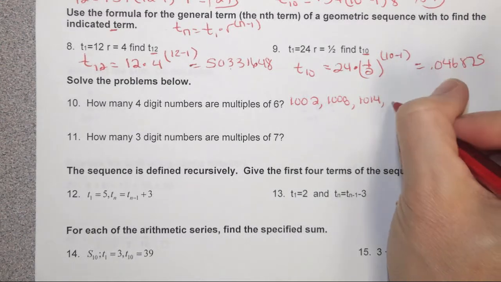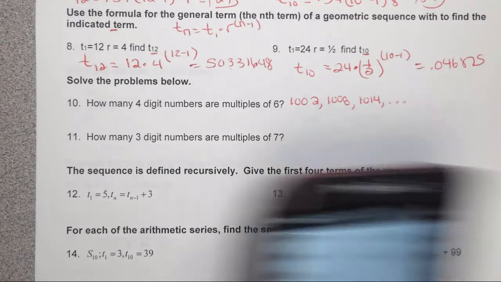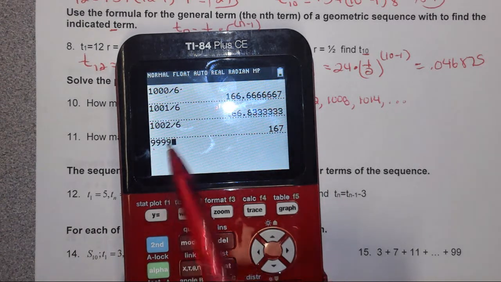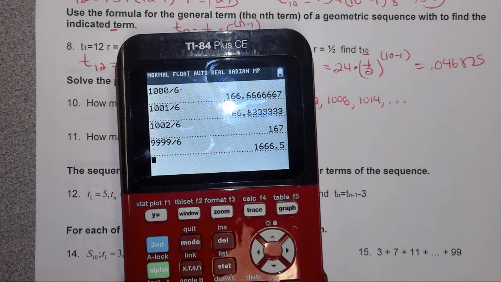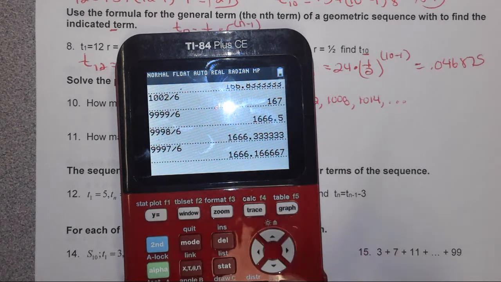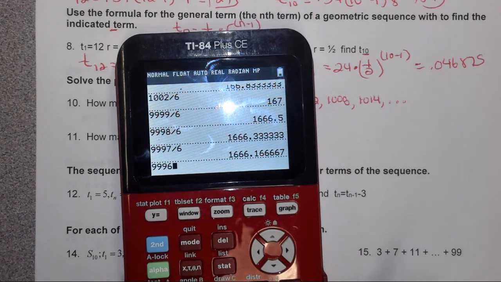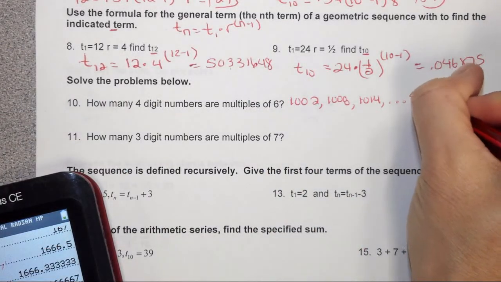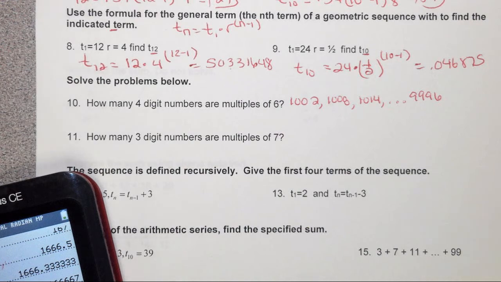And you just keep going. Now I need to know the last 4-digit number I can divide by 6. Well, my last 4-digit number is 9,999. That does not divide by 6. 9,998. Nope. 9,997. Nope. Oh wait, I didn't do that right. Yeah, I did. 9,996. Yep, there it is. That's the last 4-digit number I can divide by 6.